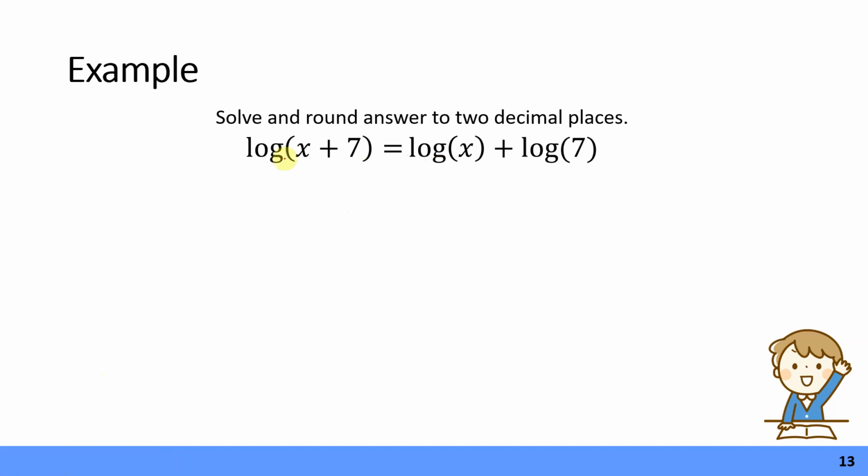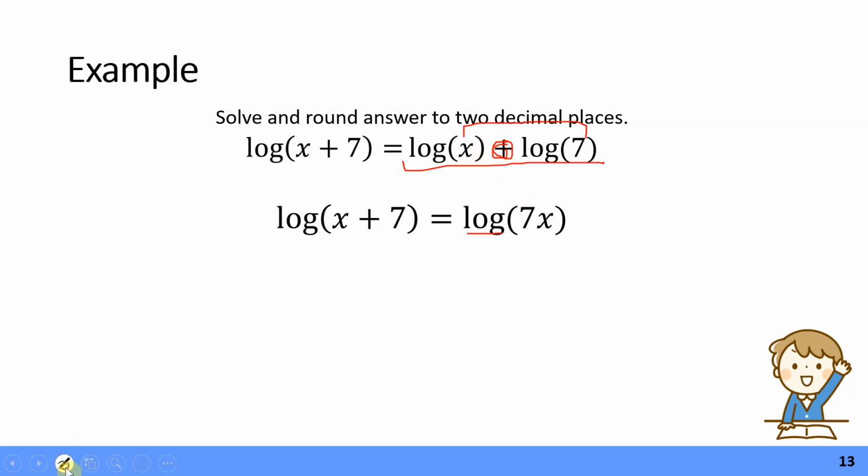So what I'm going to do here, on the left side, I already have a single log, but on the right side, I have 2. But again, we are experts on this. We know how to combine both of these 2 into a single log. Since this is an addition, all I have to do is multiply these 2 and rewrite them as a single log. So on the left side, that just comes down the way it is. And these 2, I'm going to combine into one log. But again, since this was addition, I'm going to multiply the x and the 7, giving me 7x.